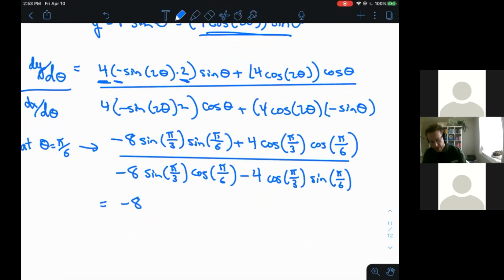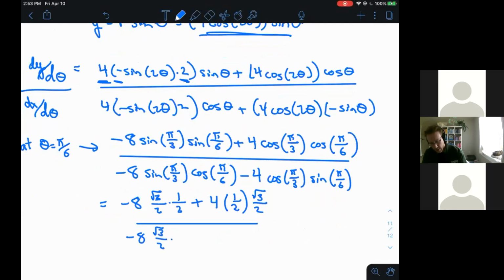So I have negative 8. Sine of pi over 3 is going to be root 3 over 2. Sine of pi over 6 is going to be 1/2. Cosine of pi over 3, that's 1/2. Cosine of pi over 6, that one's root 3 over 2. On the bottom here, we have sine of pi over 3, that's again root 3 over 2. Cosine of pi over 6, that's also root 3 over 2. Minus 4 cosine of pi over 3, that's again 1/2. And sine of pi over 6, that's 1/2 as well.